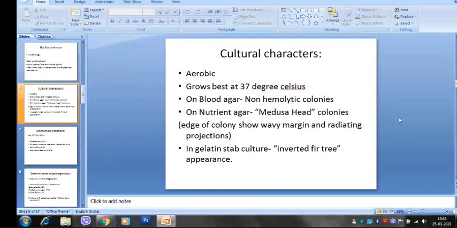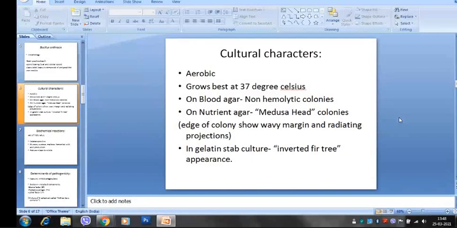Anthracoid bacilli are opportunistic pathogens. What is an opportunistic pathogen? Normally in immunocompetent people, they cannot cause infection. But if there is immunosuppression, if someone's immunity is low, they can cause infection. That is called an opportunistic pathogen. So anthracoid bacilli are opportunistic pathogens. What are the other properties of anthracoid bacilli? All other features are just opposite to Bacillus anthracis.